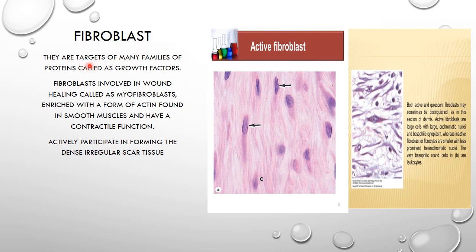Now, fibroblasts are also the targets of many families of proteins called growth factors. They are involved in wound healing and are then called the myofibroblasts. They are enriched with a form of actin found in smooth muscles and have a contractile function also. So they actively participate in forming the dense irregular scar tissue.